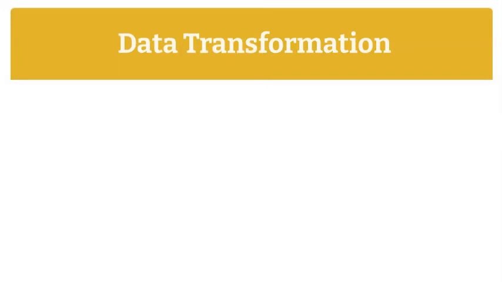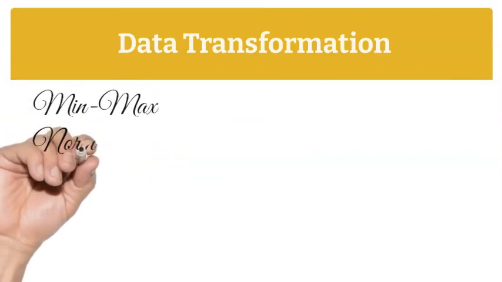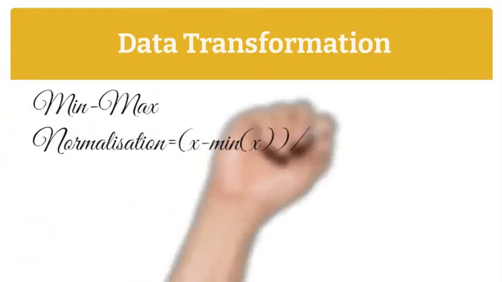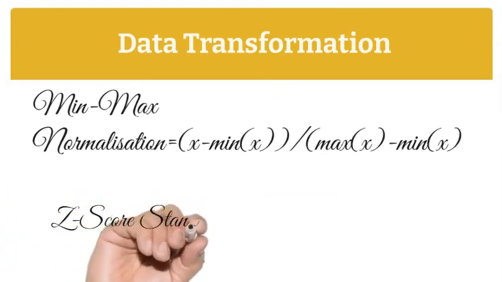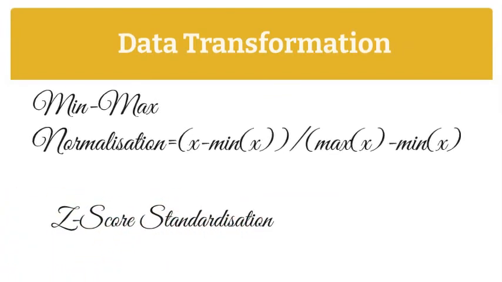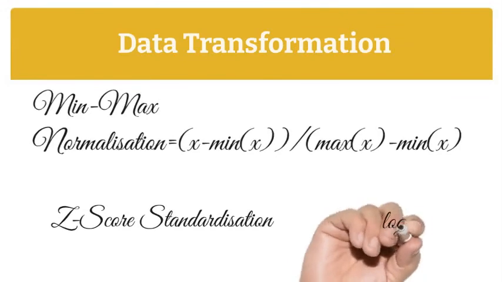An example of a normalization is the min-max normalization. You also can apply another transformation, which is the z-score transformation. You can also apply the log transformation, among others.